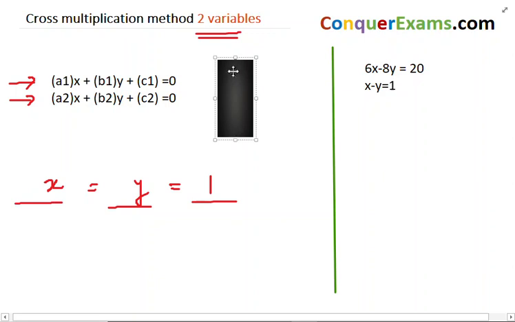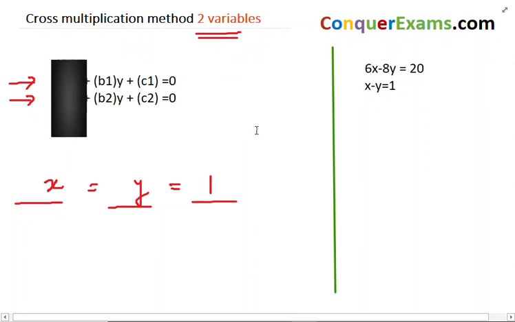So I have this black shape over here. I drag it and I cover the variables of x. Alright, so what is left is this part over here, b1, b2, c1 and c2. So these values come below x, b1, b2, c1, c2 as a determinant.